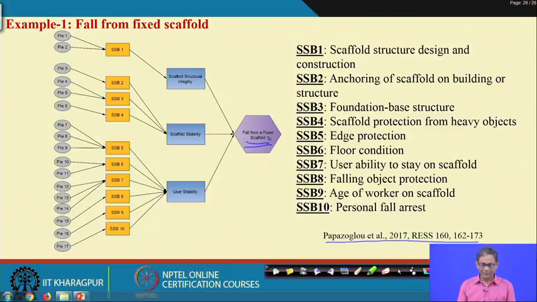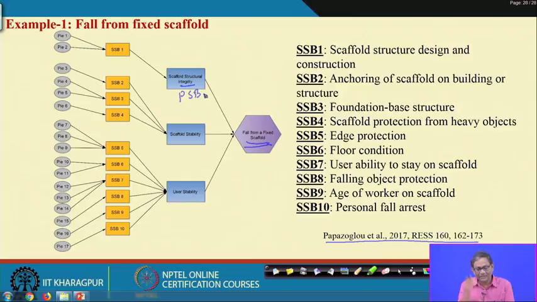Here, we are basically looking into the same thing in a different way. What we are saying is that a fall from fixed scaffold may be because of structural integrity. So, primary safety barrier 1, PSB 1, is scaffold structural integrity. Scaffold structure should be properly made, properly erected. So, that means this is the success of the scaffold from the structural integrity point of view.